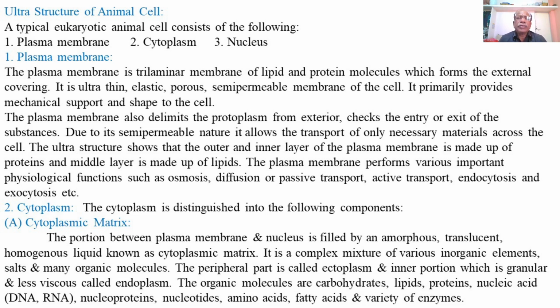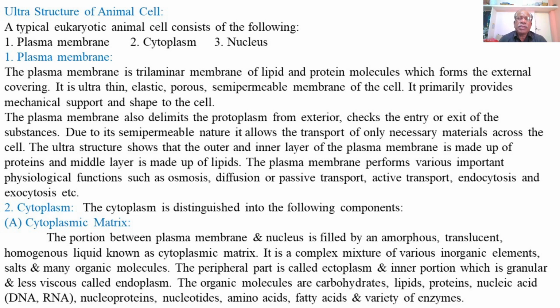The ultrastructure shows that the outer and inner layers of the plasma membrane are made up of proteins, called extrinsic proteins, and the middle layer is composed of lipids including some intrinsic proteins. The plasma membrane performs various important physiological functions such as osmosis, diffusion or passive transport, active transport, endocytosis and exocytosis, etc.